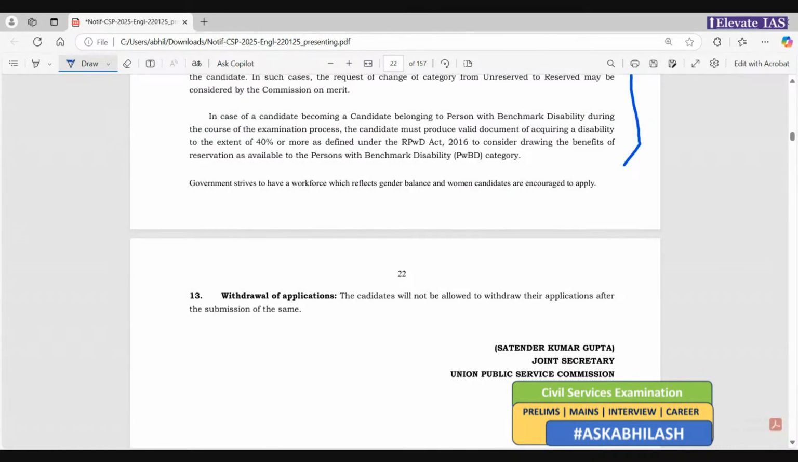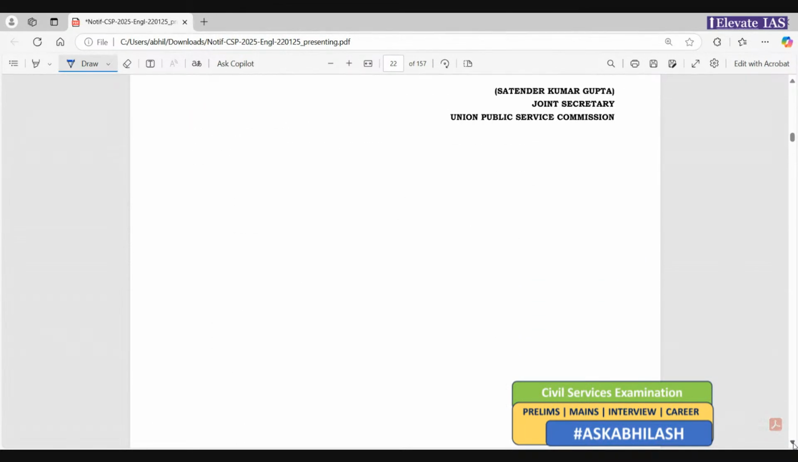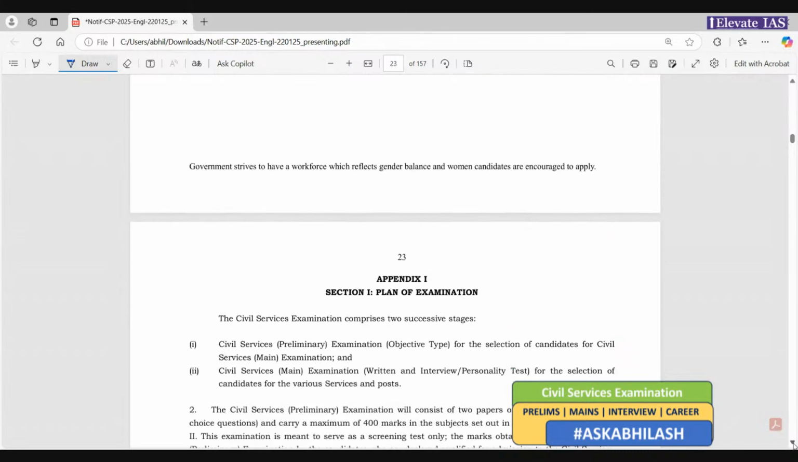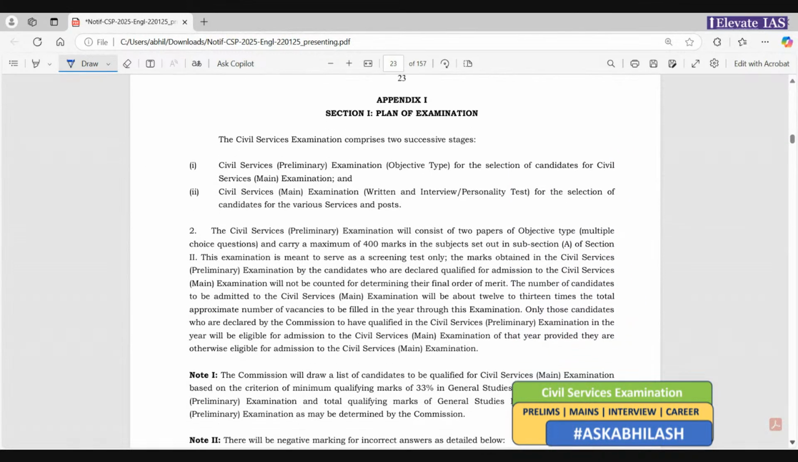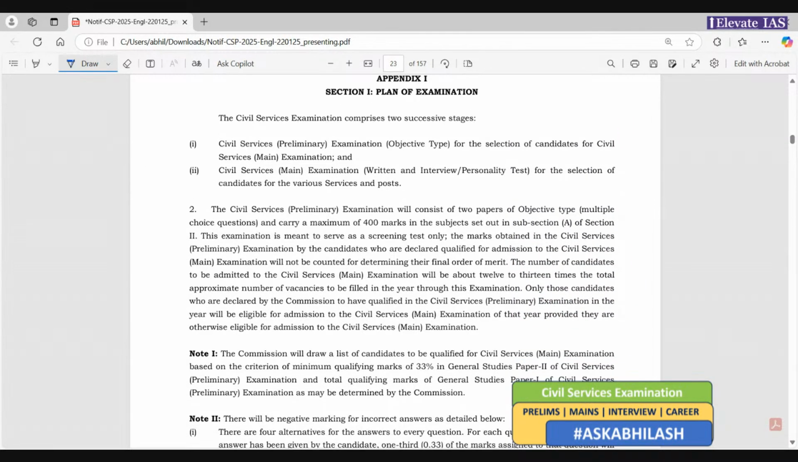So with this, the notification is over. We will talk about this in our next stream on the plan of examination, Appendix 1. If you have any doubt, please reach out to us or write it in the comment. Please fill the exam form timely and see that you are ready, very clear on what you are applying for. With this, thank you.